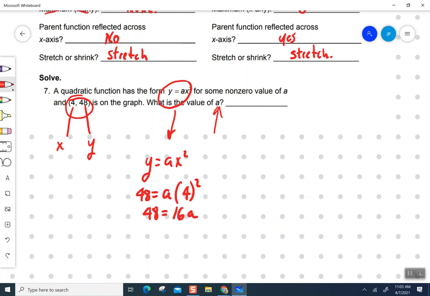Remember, coefficient is always in front of variable. Where's your variable? What's attached to it? What's it doing? How do you get rid of it? So we're going to divide both sides by 16. And you finally get your answer of 3 equals A. So I come over here and I say my answer is 3.